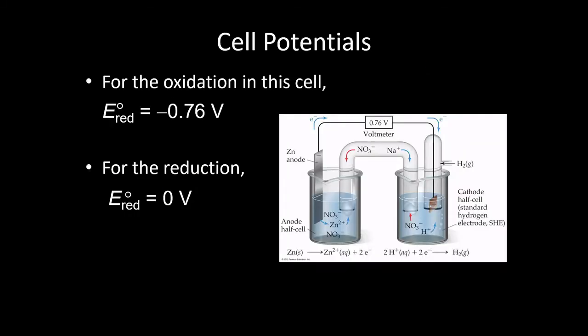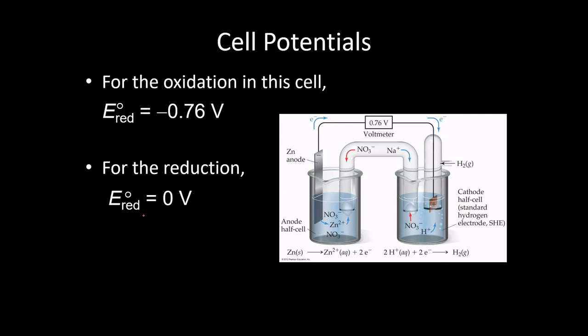We can take this a step further, though. What if we don't just want to know if it's spontaneous or not? What if we actually want to know what is the voltage of this cell? Not just will it happen, but how much juice will I get out of this? How much power will my cell have? Well, this is a pretty straightforward cell here. We have zinc as our oxidation, so zinc 2 plus and zinc metal. And then for the other side of the voltaic cell, we have the standard hydrogen electrode.